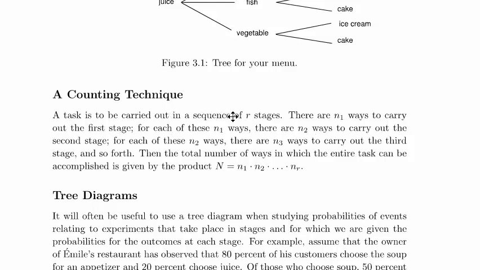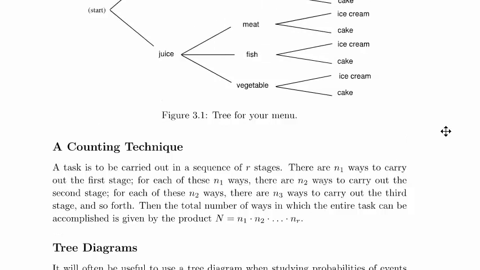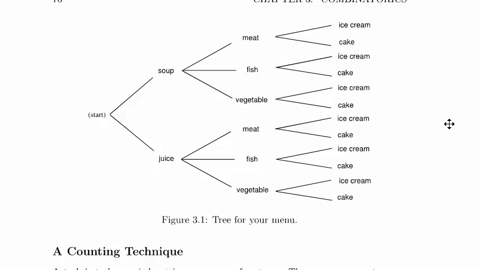If we have a task that's going to be carried out in r stages, there are n1 ways for the first stage, n2 for the second, and so on, then the total number of ways that we can accomplish the task is going to be the product of each of the number of ways that we can accomplish the different stages in the task. And then we can go through and add all of those together.